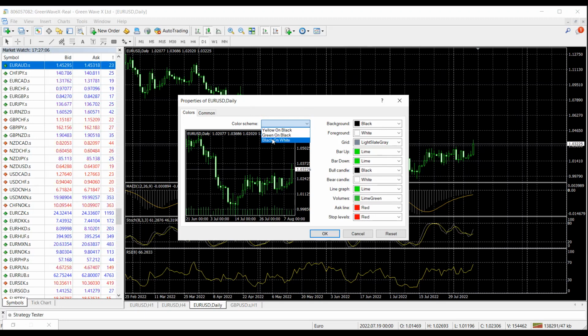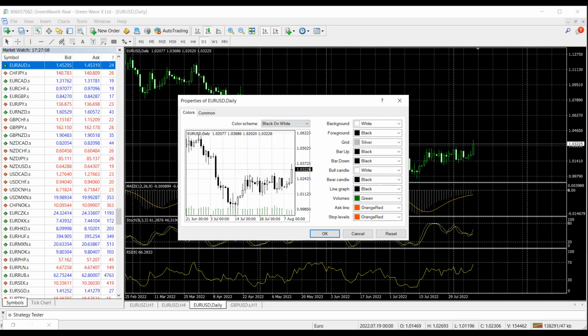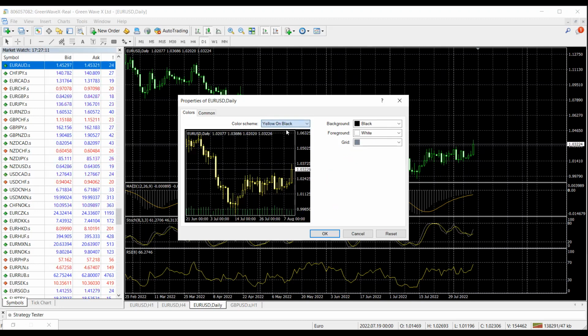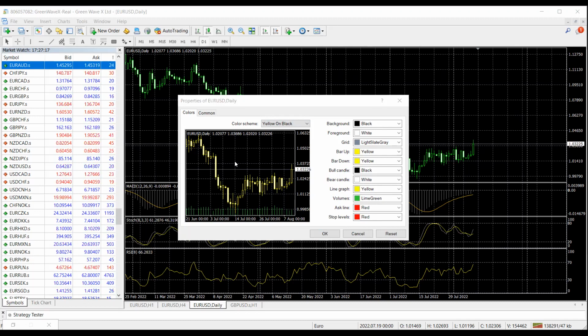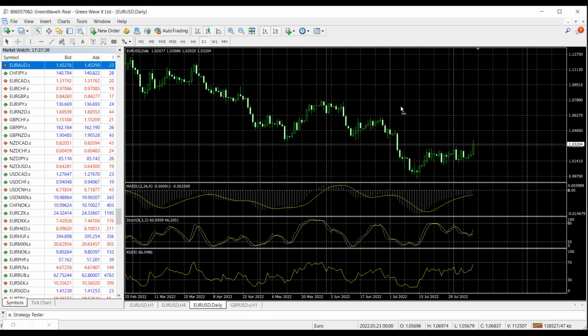I can have black on white. This is how black on white is going to look like. Okay, this is how yellow on black is going to look like. So before you click OK, you will have seen how it's going to look like here. Okay, so if you are somebody who likes dark background, of course you can go with green on black. If you are somebody who likes light, you can go with black on white. So let's say we are going with green on black. So I'm going to click OK, and this is what we have.